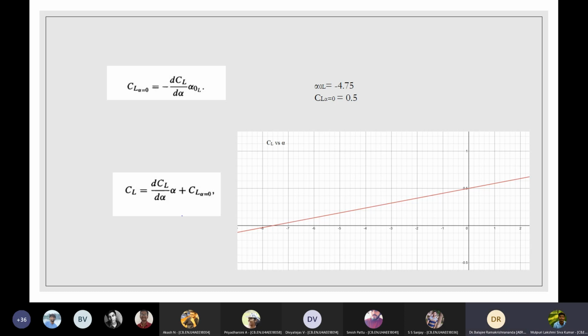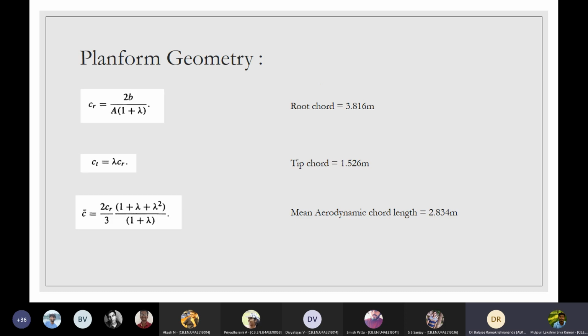3D you can find using the formula, right? Yes, sir, but we need alpha 0L. Alpha 0L is for 2D. What do you have? That is minus 4.75, sir. Take the same thing. I did it with that only. So why do you need this graph? We can take it from the experimental value, no? Yes, sir, take it from the experimental value.